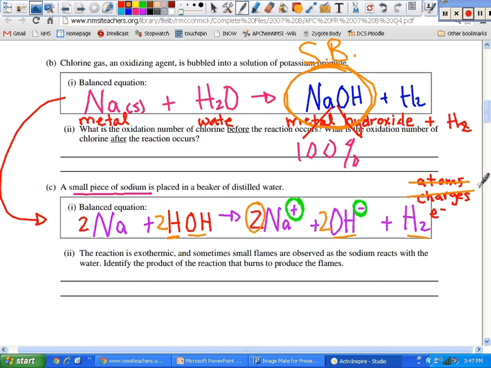Okay. The reaction is exothermic, and sometimes flames are observed as the sodium reacts with the water. Identify the product of the reaction that burns to produce the flame. Hydrogen. What is the only thing that is combustible in this entire formula? A hydrogen gas. That's the only thing that's combustible. Will the Na turn into flames? No, that's a solid. Will water just spontaneously combust into flames? No, I've never seen that happen. I've never seen sodium hydroxide just boom, turn into flames.